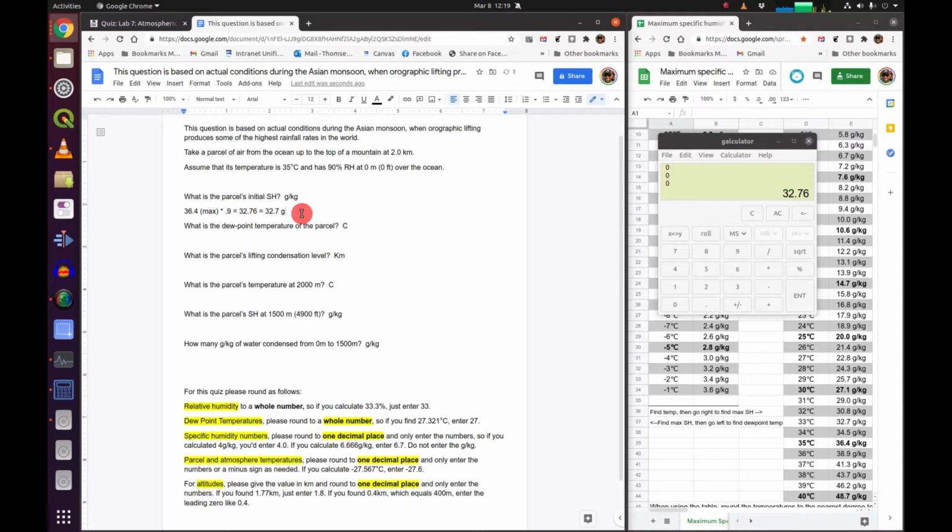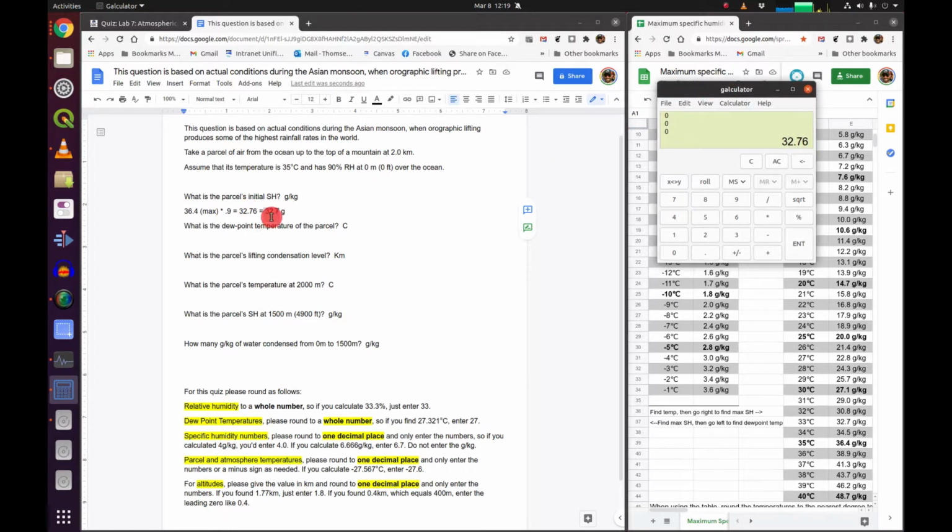I'm not going to enter grams, but because I want to remember what the units are for that answer, I'm just going to put grams as a reminder to me. So now we know what the initial specific humidity is, 32.7 grams. And now we want to know what the dew point temperature is. So we go over here and find, oh, that's nice, 32.7 grams. Slide to the left. The dew point temperature is 33 Celsius. So the next question, what is the parcel's lifting condensation level?